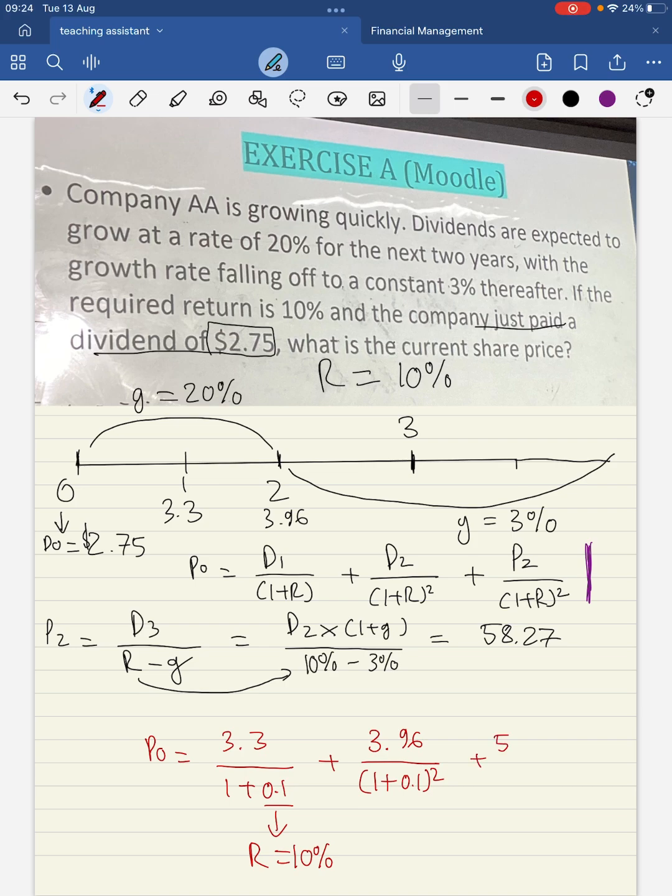We plus 58.27 divided by 1 plus 0.1 to the power of 2. Therefore, the final answer will be $54.43. So in conclusion, the current share price is $54.43. I've got to say that this exercise is pretty difficult to understand, not just to understand, but also really difficult to explain. Please stay highly focused on it because it may be a part of the exam.